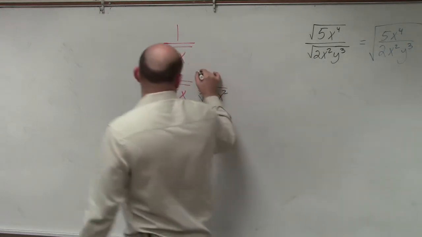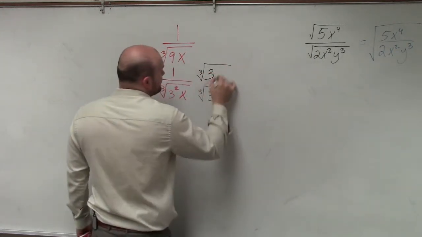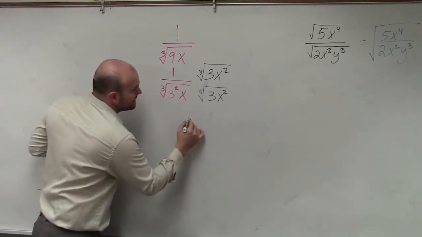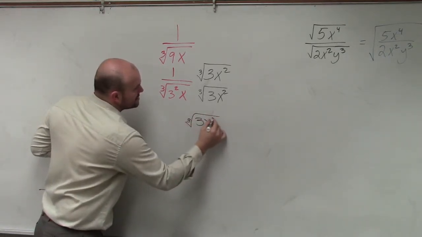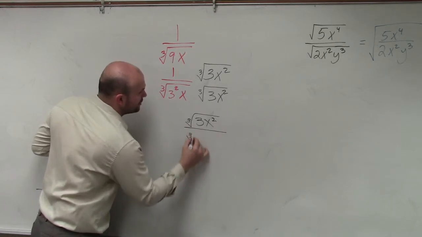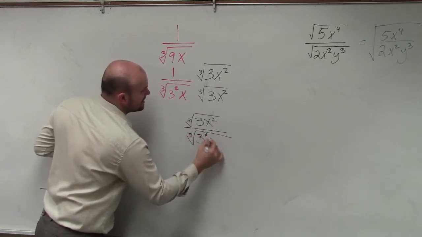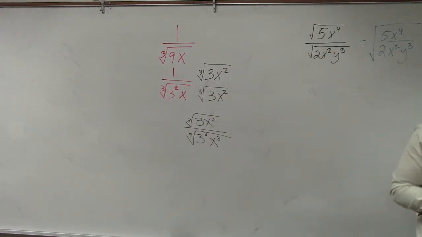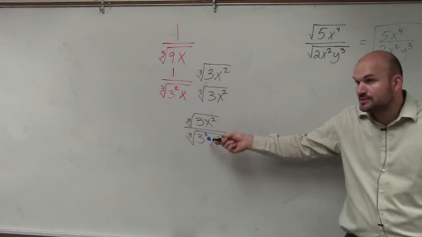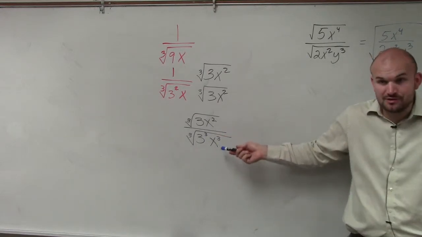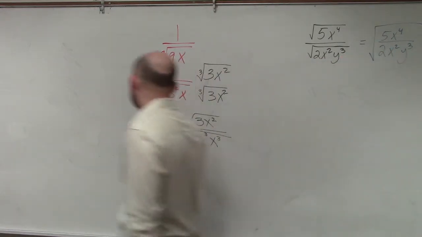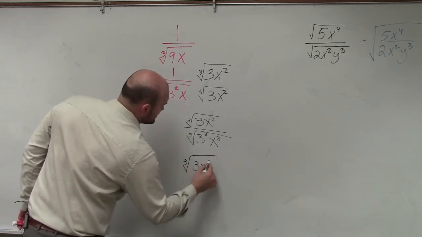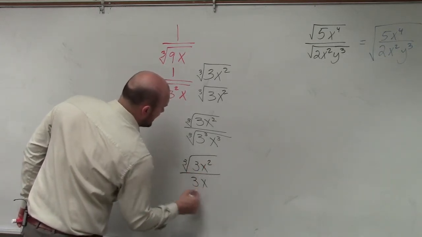Now, when you multiply by the cube root of 3x squared on the top and the bottom, what you've now obtained is the cube root of 3x squared over the cube root of 3 cubed times x cubed. Does everybody see that? Now, can I take the cube root of 3 cubed? Yeah. Can I take the cube root of x cubed? Yes. So my final answer is going to be the cube root of 3x squared divided by 3x.